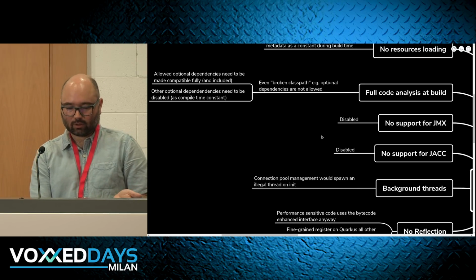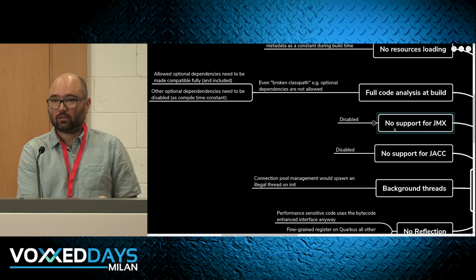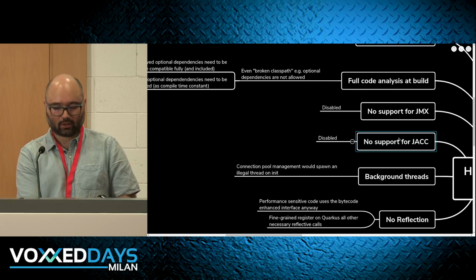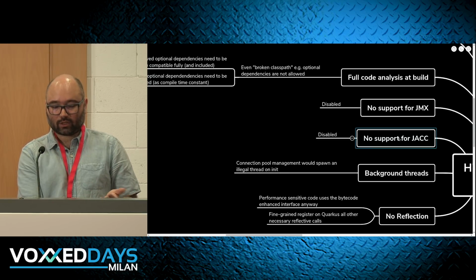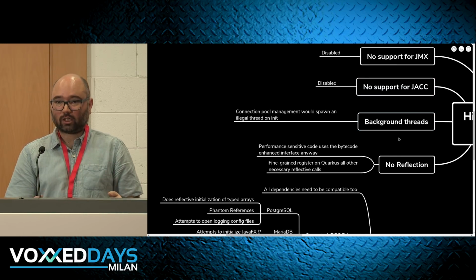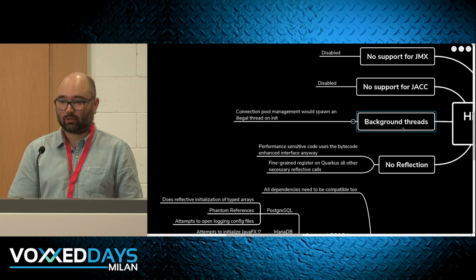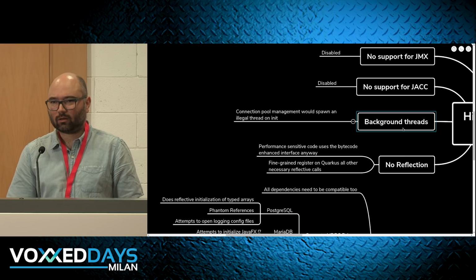So for JMX, you have seen it, it's off. The security manager, it's off. Like these features are not available if you're compiling in Substrate. Background threads, well, that was a problem. There are several libraries that we use that actually I never knew about this, right? But then you're compiling it, and then it's like, huh?